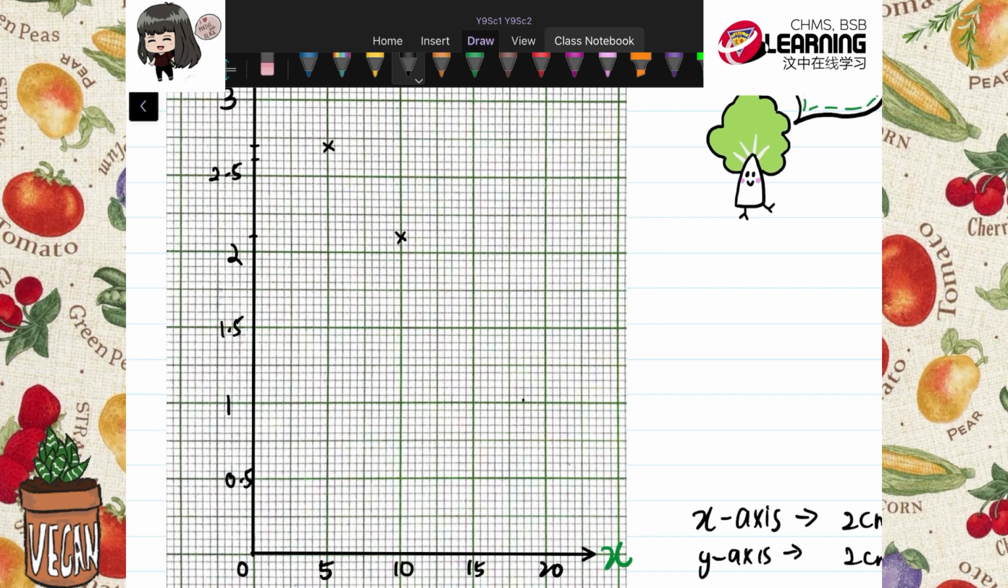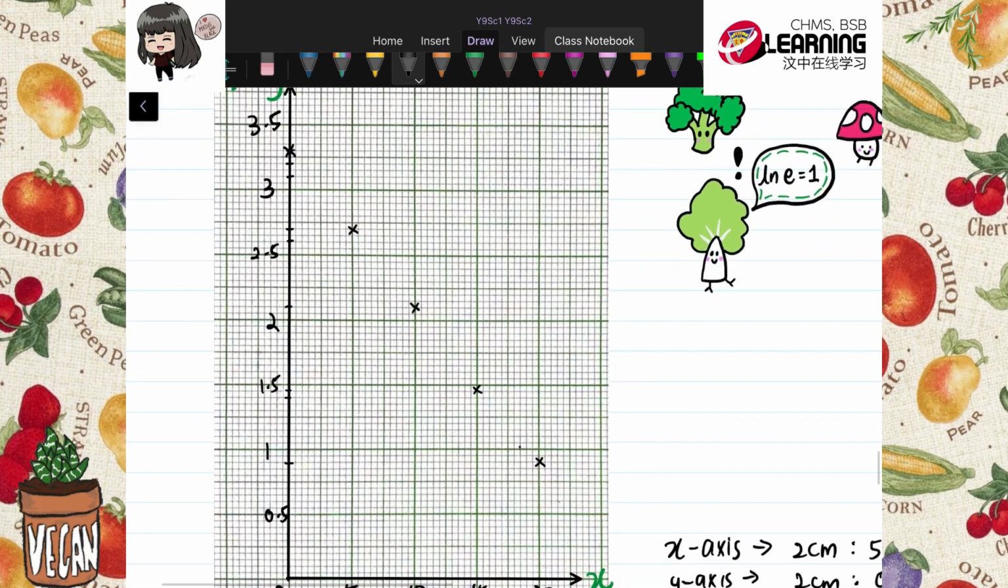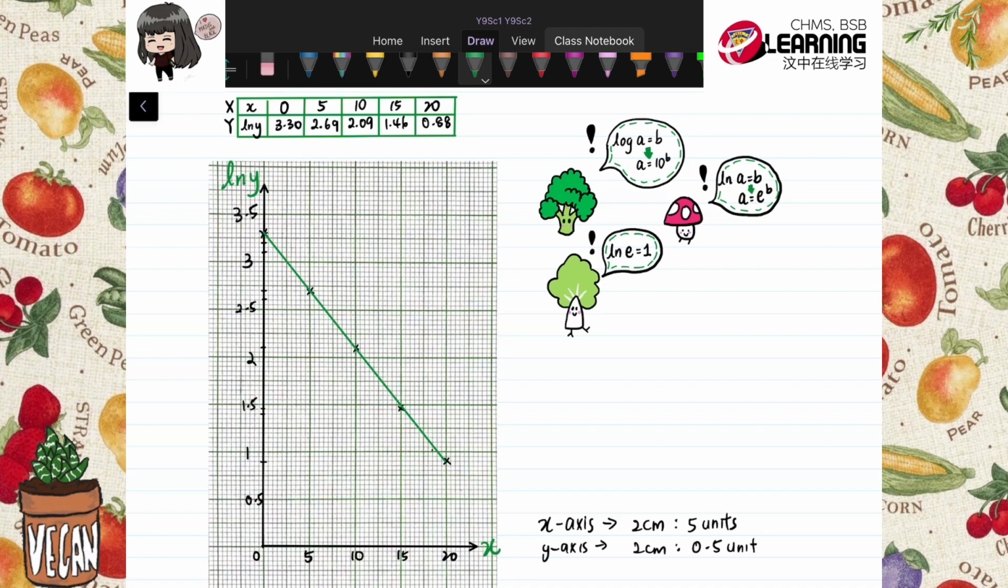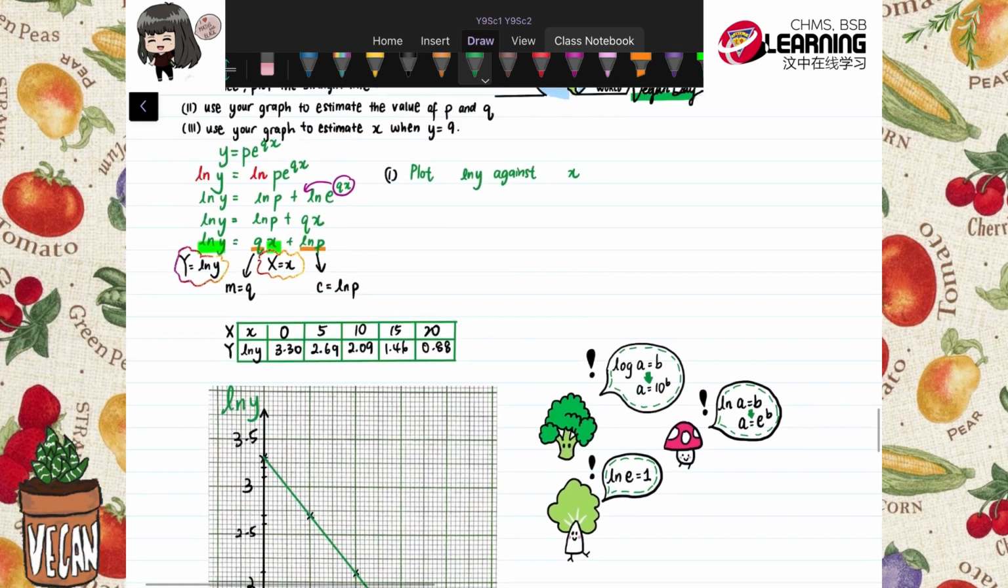And then 15 is 1.46, near to 1.45, and then 20 is 0.88, which is near to 0.9, so it's here. Okay, so I'm gonna draw the straight line. So this is my straight line.